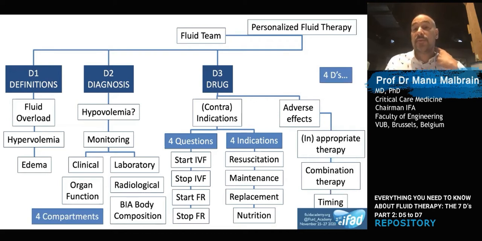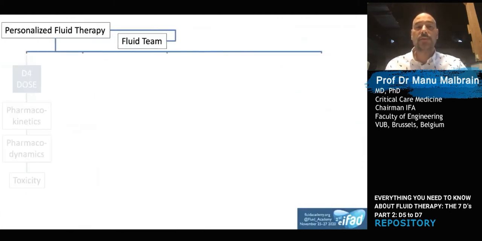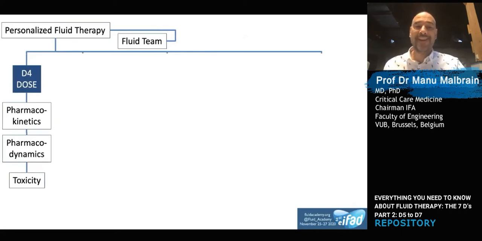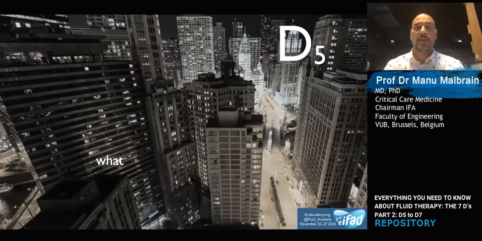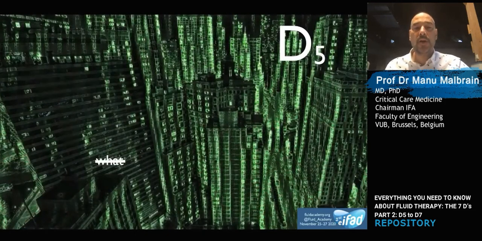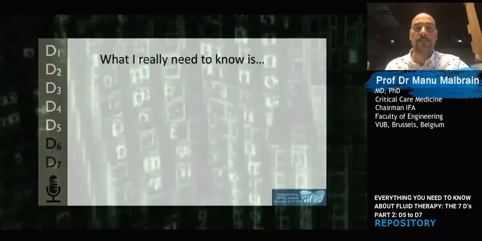4 Ds of fluid therapy. It's drug. I told you about the dose, the pharmacokinetics. So this is how the fluid interacts in the patient. So what becomes of the fluid, and the pharmacodynamics is how the fluid acts on the indication it was given for, like shock or sepsis, and toxicity. So this was part 1. So now we move on with part 2, starting with D5, and this is about duration of fluid therapy.